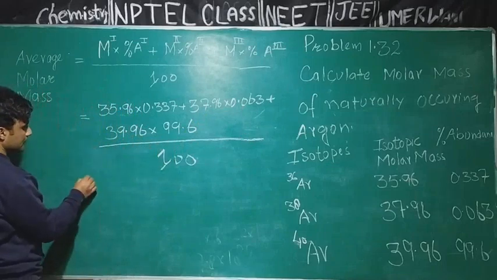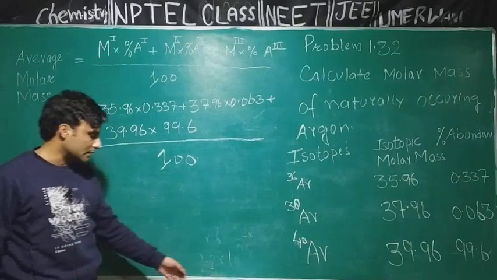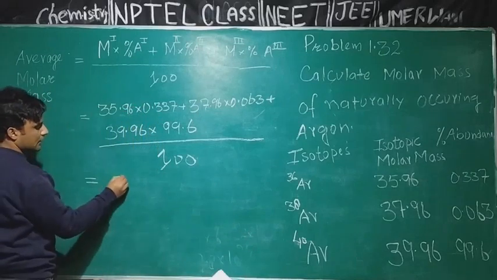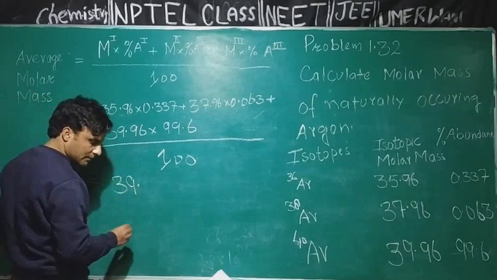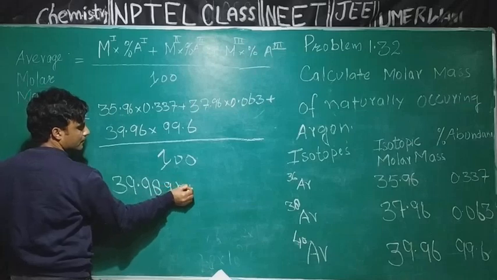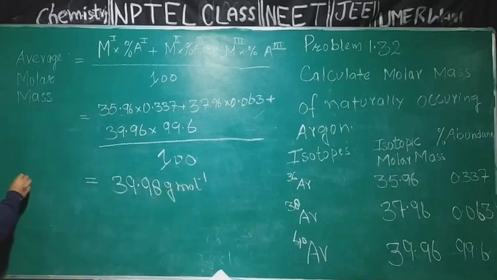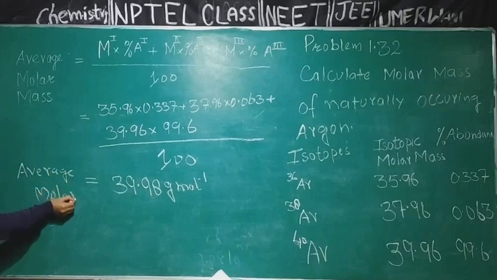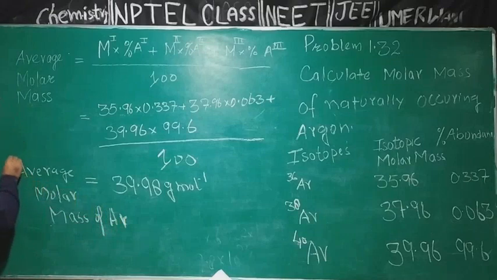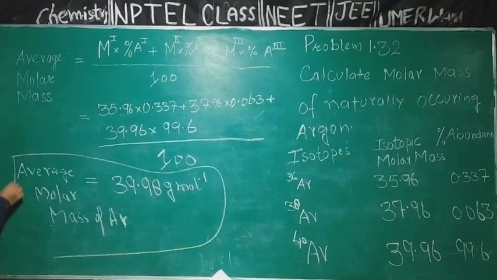I have to evaluate this right-hand side, and I have already evaluated its value. In order to save your time, it comes equal to 39.98 gram per mole. This is our answer, that the average molar mass of argon is 39.98.